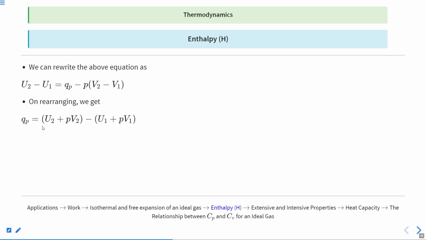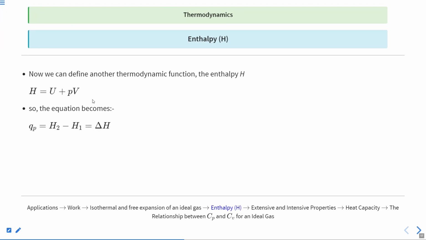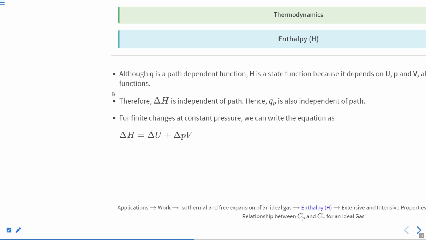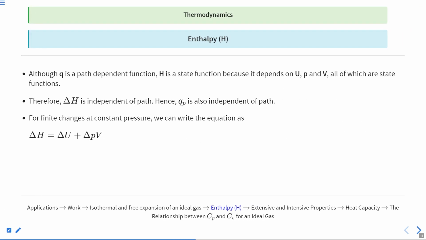Now we are saying that this is a new function which we will term as H, which is nothing but your internal energy plus PV. Similarly, this is internal energy 1 plus PV. So these two are H2 and H1, and H2 minus H1 we are saying is delta H. Clear? Now, Q is a path dependent function and H is a state dependent function. So this is the very difference between both of these.